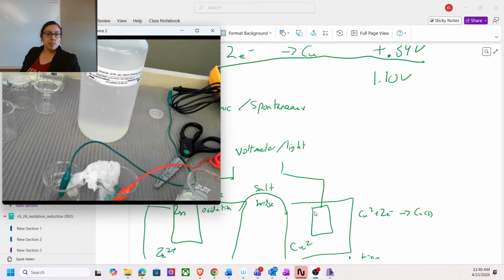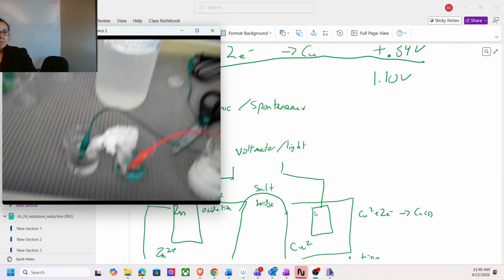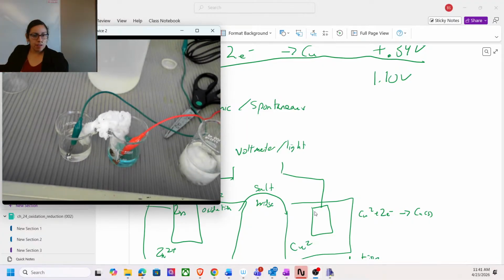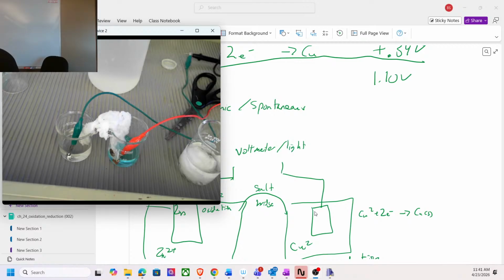Let's see, can we see that? Not the best camera work today. All right, so there's our completed circuit. And then, of course, I didn't turn on my voltmeter. Uh-oh. Oh, sorry, I'm just being really stupid.